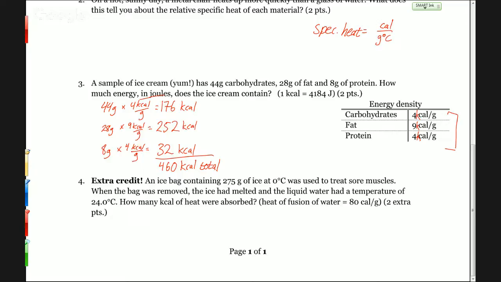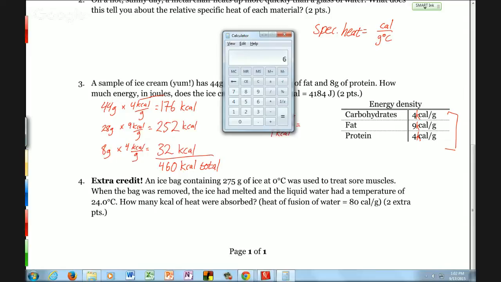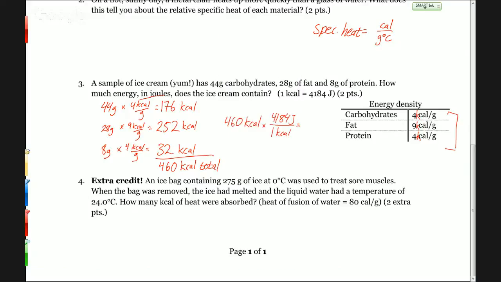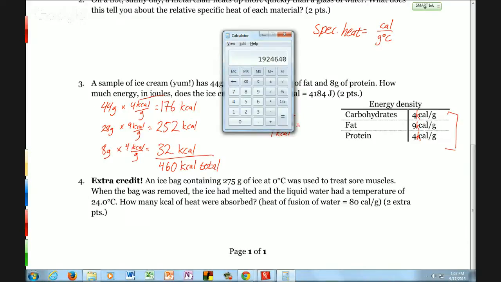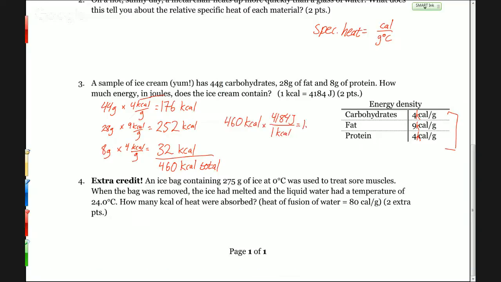All right, so now if we're going to convert that to joules, it's 460 kcal, and then that's based on our conversion we're given up there. Oops, not 640. 460 times 4184 is 1.92 million. So if you just wrote that whole number, that's fine. That's the total in joules.